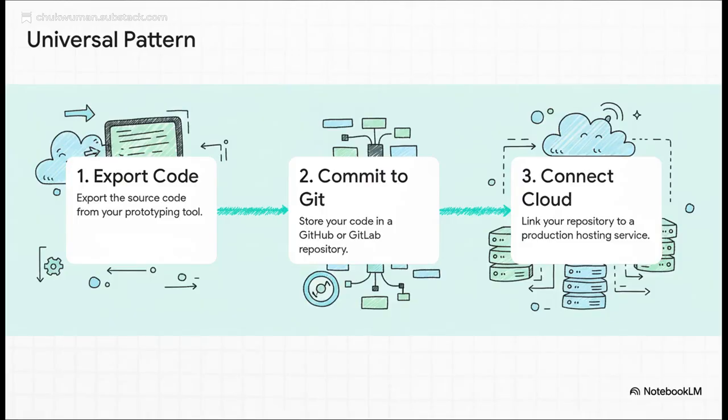This brings us to a beautiful universal pattern. It's just 3 repeatable steps. First, you export the code from whatever tool you used. Second, you commit that code to your GitHub repository. And third, you connect that repository to a cloud service. That's it. This exact formula works for every single option we're about to explore.